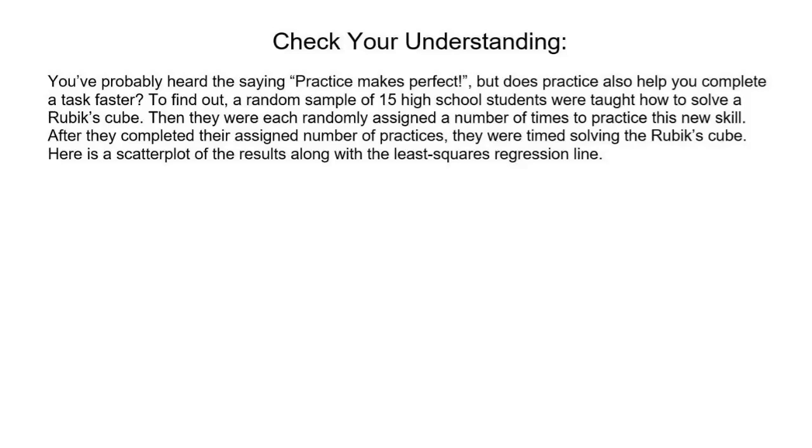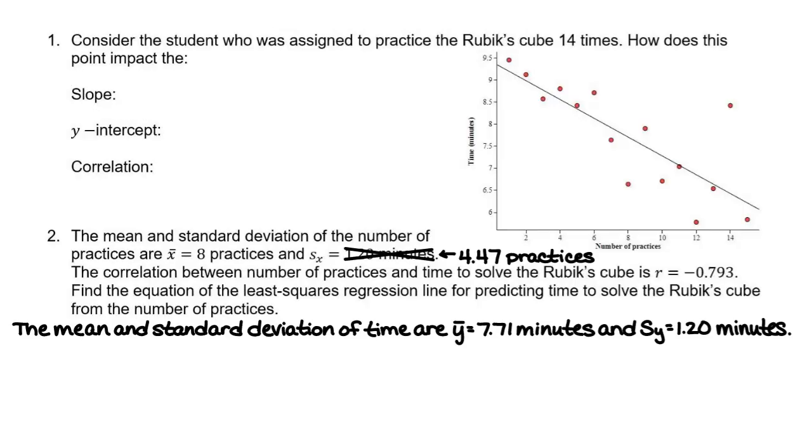Looking at the check your understanding, you've probably heard the saying that practice makes perfect, but does practice also help you complete a task faster? To find out, a random sample of 15 high school students were taught how to solve a Rubik's Cube. They were each randomly assigned a number of times to practice this new skill. After they completed their assigned number of practices, they were timed solving the Rubik's Cube. Here is a scatter plot of the results along with the least squares regression line.